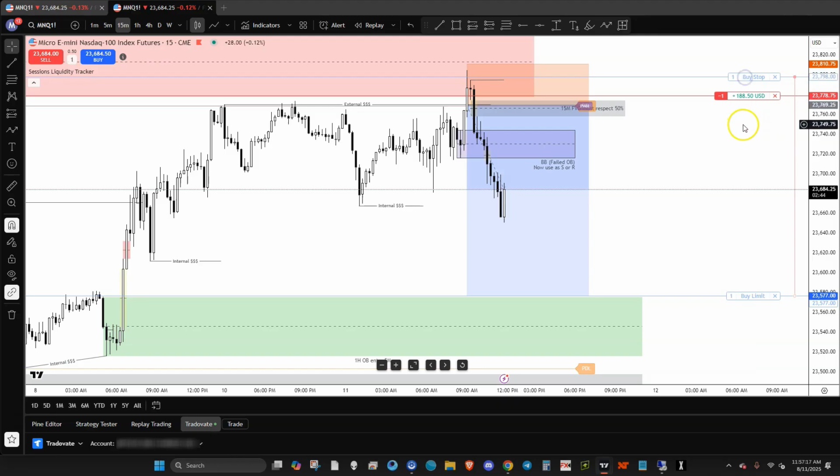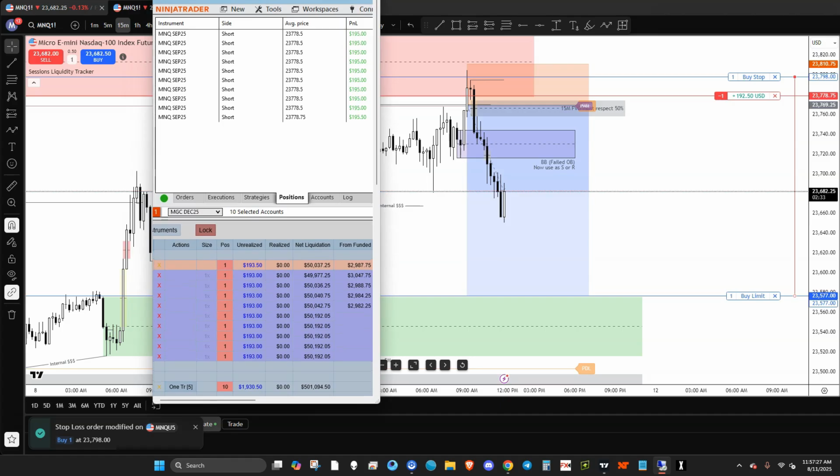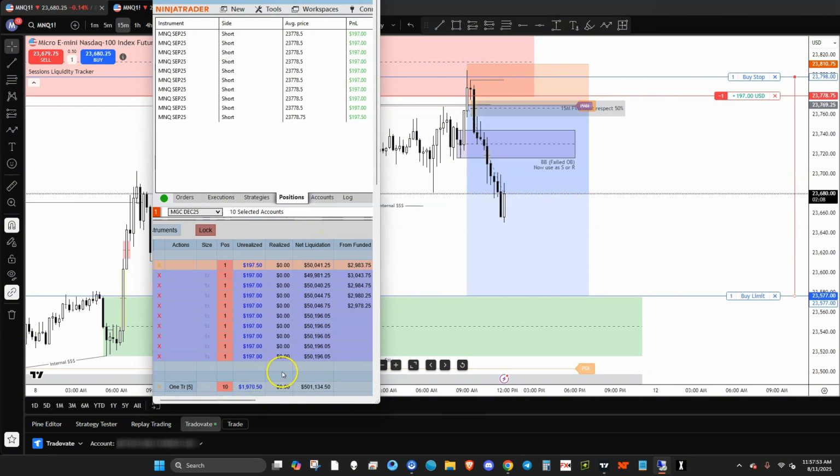Right now we are 188 in profit, but like I said, I have 10 accounts, so I just want to show you guys the copier. So this is my other window. By the way, I have 4 monitors, so I can see the whole movements of every single chart, and I also have my copier on a different window. So this is the copier. There's 10 accounts. Obviously it's only 195, but when you multiply it, it's close to 2,000.